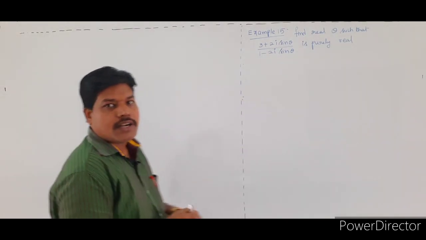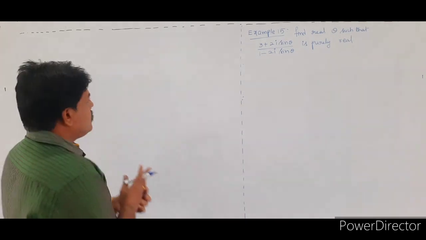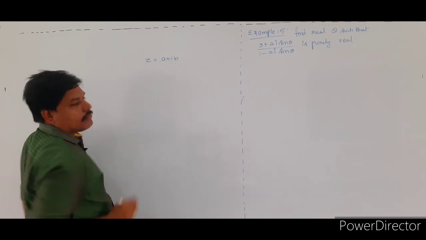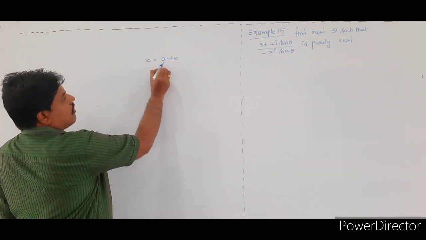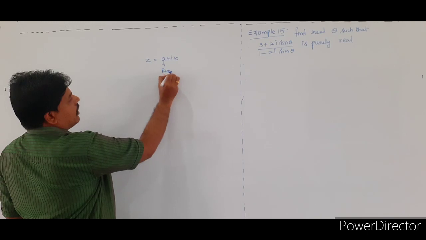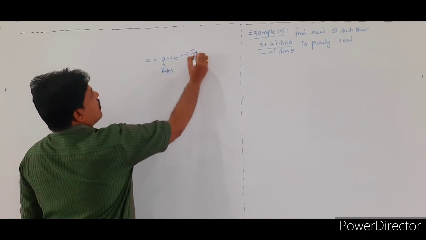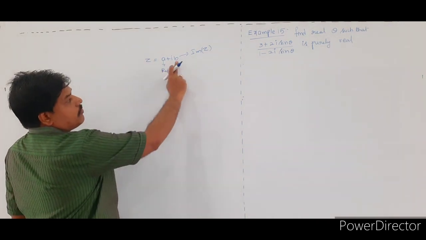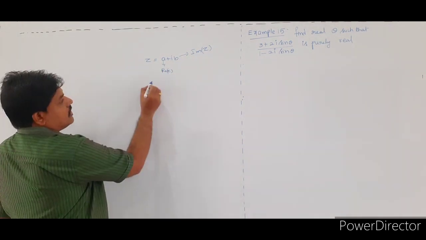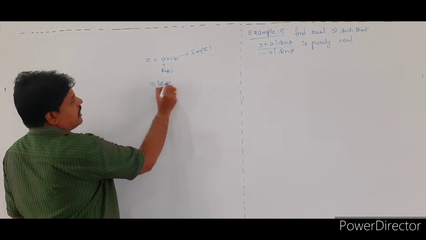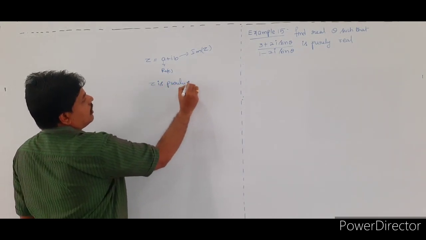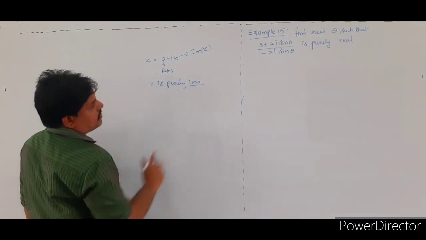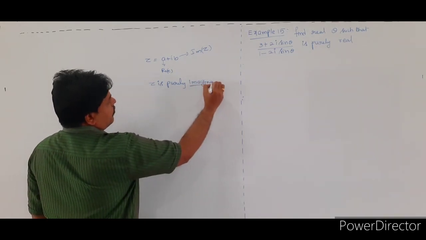So see students, what is the meaning of purely real? If z is equal to a plus ib, this is called the real part, real of z, and this is called the imaginary part, imaginary of z. Yes or no? a is called the real part of z and b is called the imaginary part of z. If z is purely imaginary, what is the meaning?